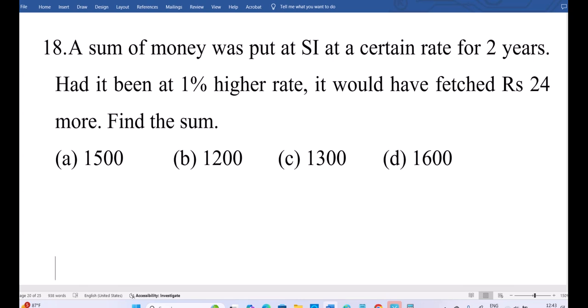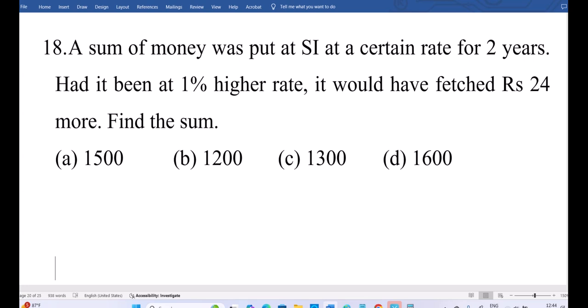A sum of money was put at simple interest at a certain rate for 2 years. Had it been 1% higher rate, it would have fetched 25 rupees more. Find the sum. It's also a very, very basic question. If the rate of interest increases, will your interest increase or decrease? If more rate of interest, more interest will be obtained. So, how much did your rate of interest increase?